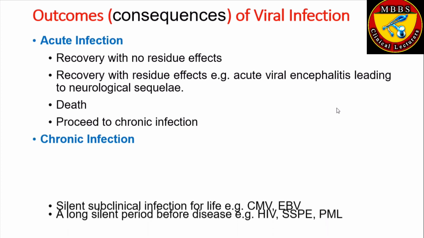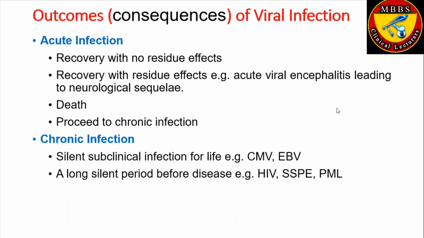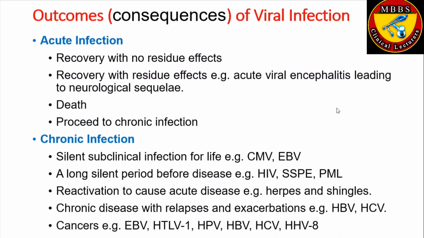Then the chronic viral infection: there can be a silent subclinical infection for a long time, for life. Cytomegalovirus and Epstein-Barr virus are examples of silent subclinical infection. A long silent period before disease, for example HIV, SSPE, PML. Reactivation to cause acute disease, for example herpes and shingles.